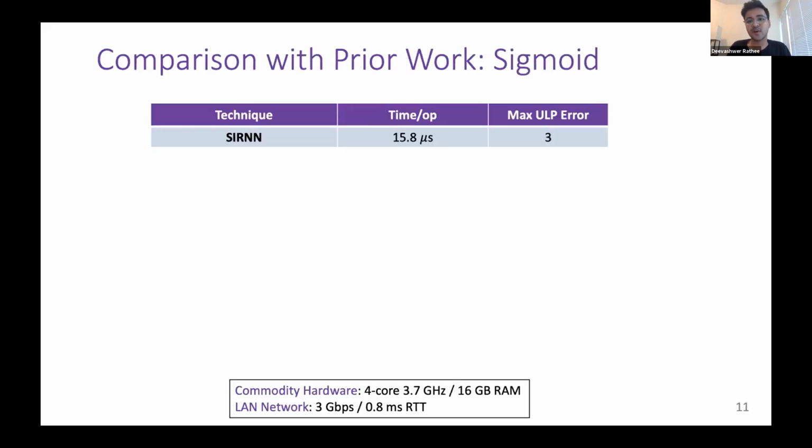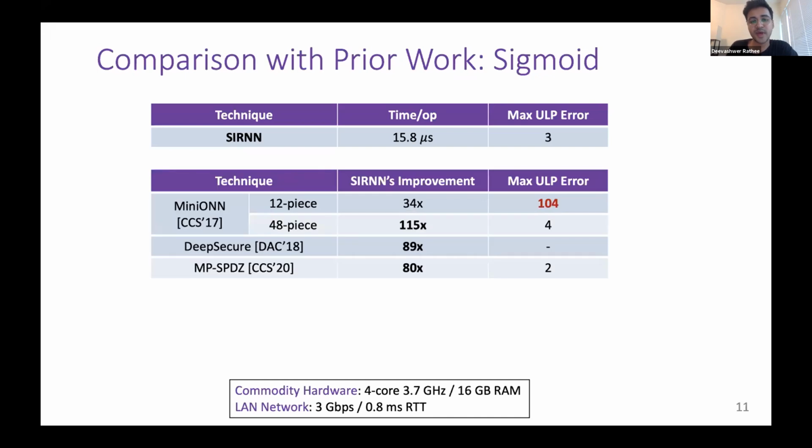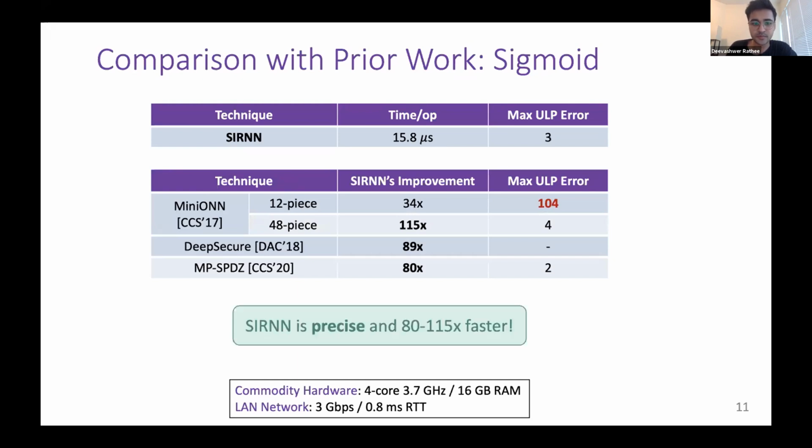Okay. Putting all these components together, we implemented our math library in SIRNN, which takes just 16 microseconds per sigmoid operation. In comparison, prior work is either imprecise or inefficient. For example, MiniONN used a 12-piece spline in all of their benchmarks, which has large ULP error. If we were to take the MiniONN strategy and make its precision comparable to SIRNN, we would require 48 pieces, which would make it 115 times slower. The other 2 baselines, DeepSecure and MP-SPDZ, are also at least 80 times slower. Thus, SIRNN is precise as well as 80 to 115 times faster than prior work.